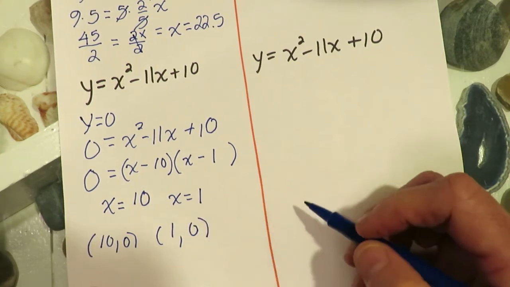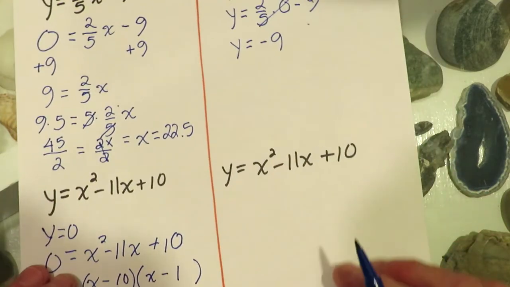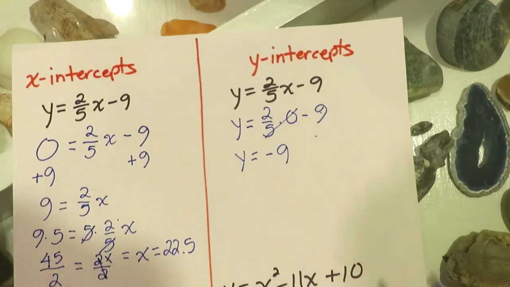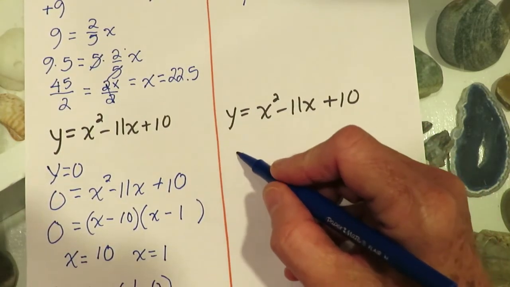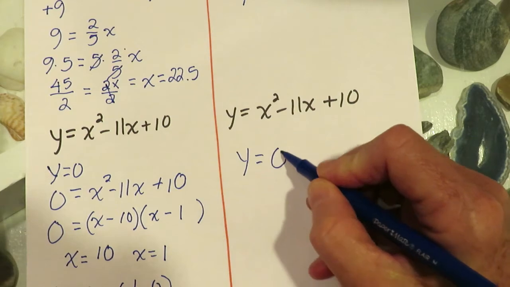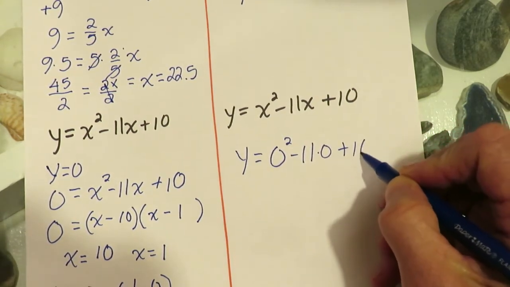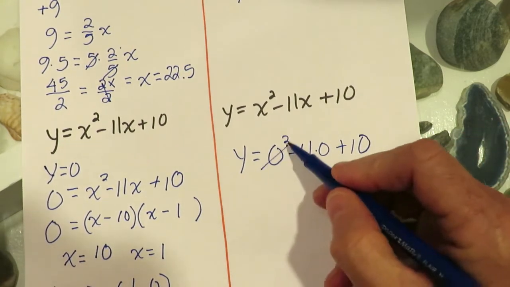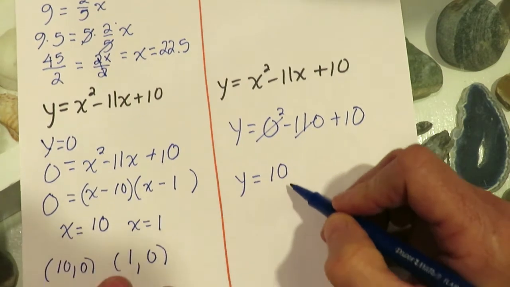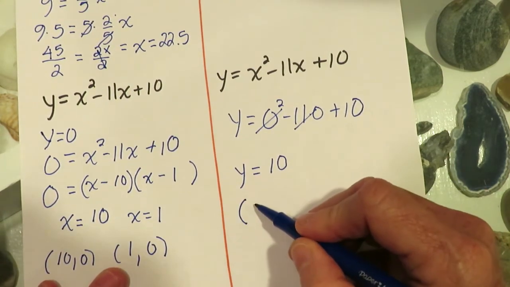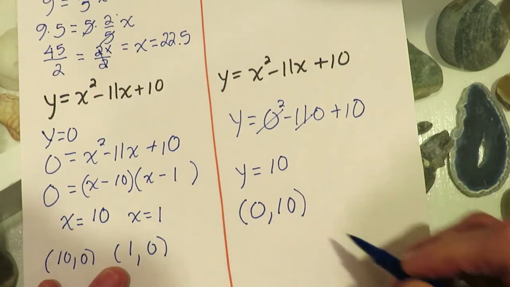Again, the intercepts are technically the points, including both the x and the y coordinate. Now, if I want to find the y-intercept, that means I'm intercepting the y-axis, and so x is 0. So you replace x with 0, and in this case, we just get y equals 10. But again, the y-intercept is technically 0 for the x-coordinate and 10 for the y-coordinate.